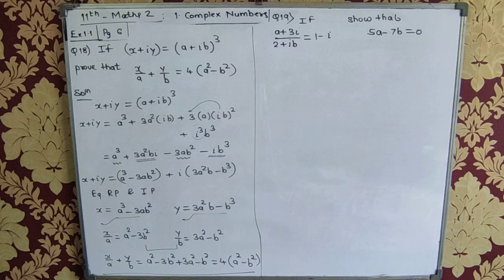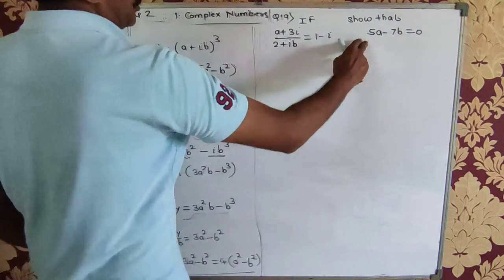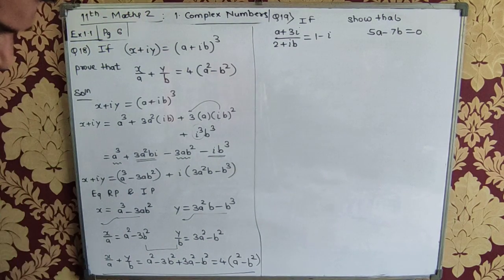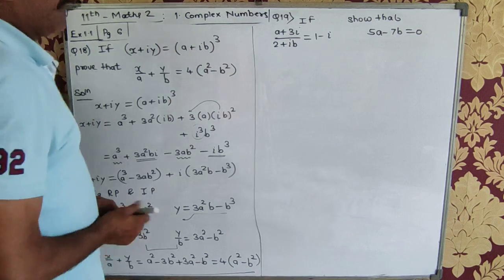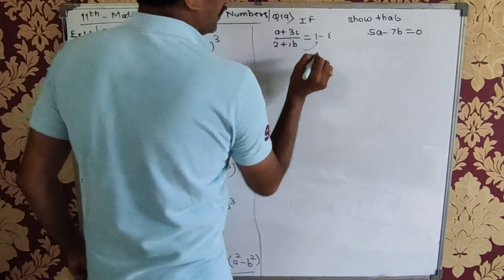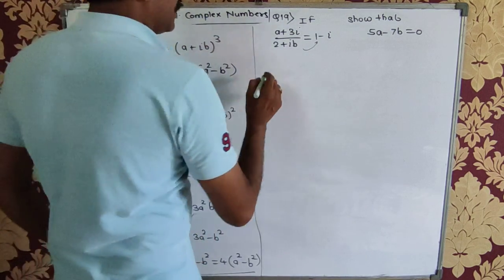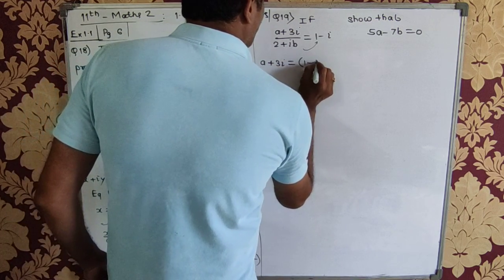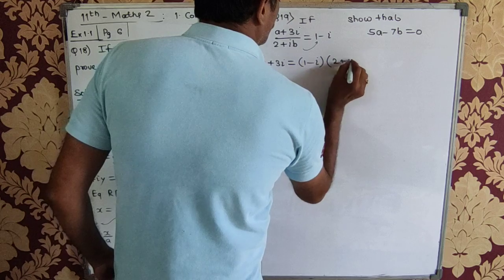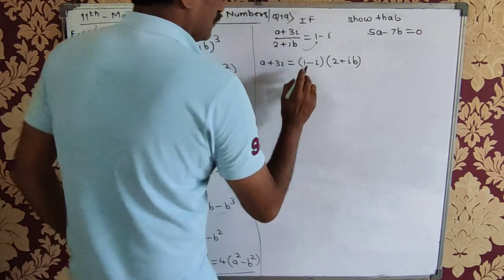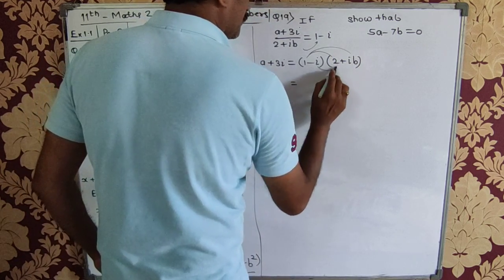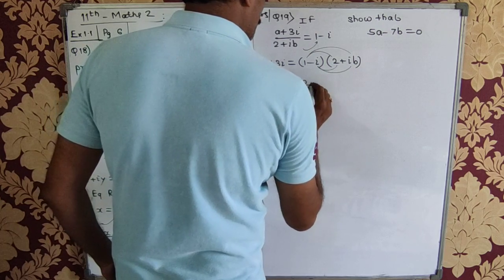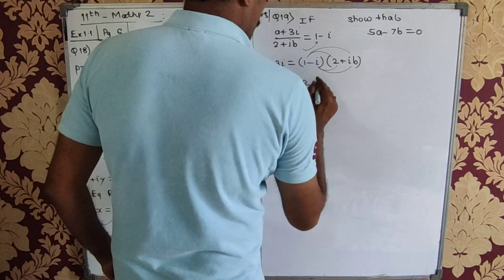Question number 19. If (a plus 3i) upon (2 minus ib) is equal to 1 minus i, show that 5a minus 7b is equal to 0. Well, ye jo given hai, so let us multiply this. Ye kya banega? Therefore, a plus 3i is equal to (1 minus i) into (2 plus ib). Open the brackets now. Kya aayega? 2 minus 2i.